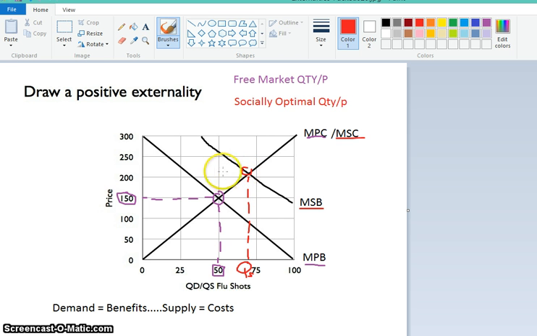Since I don't have a number here, I'm not circling it this time. And they might do the same thing here. They might say, what's the price?